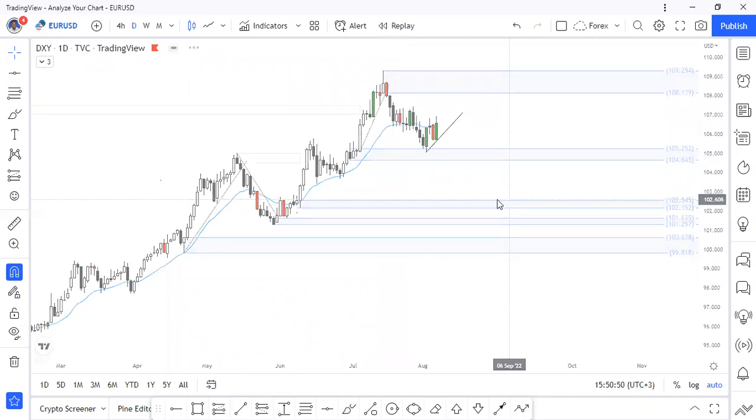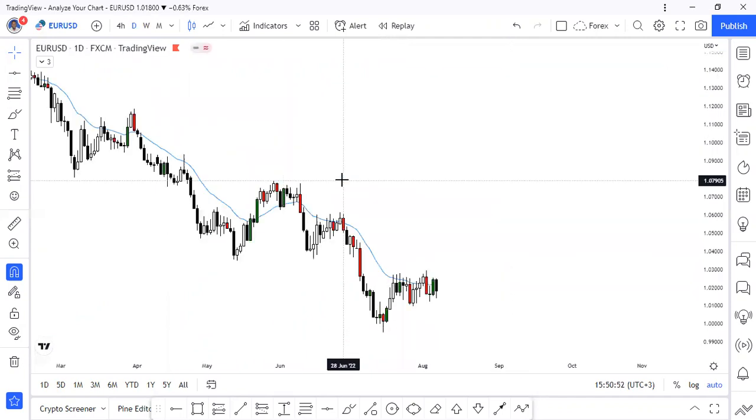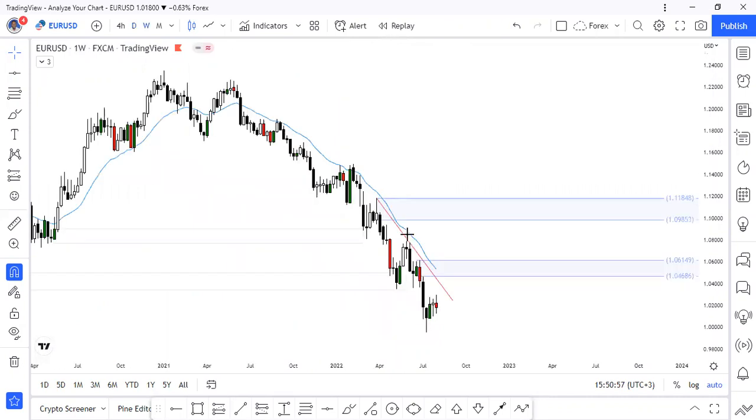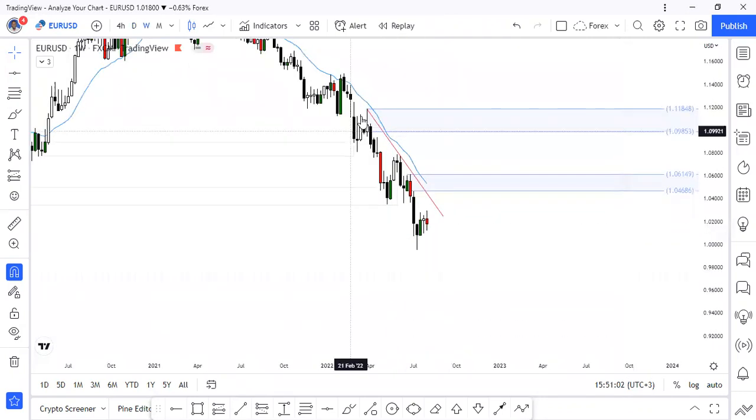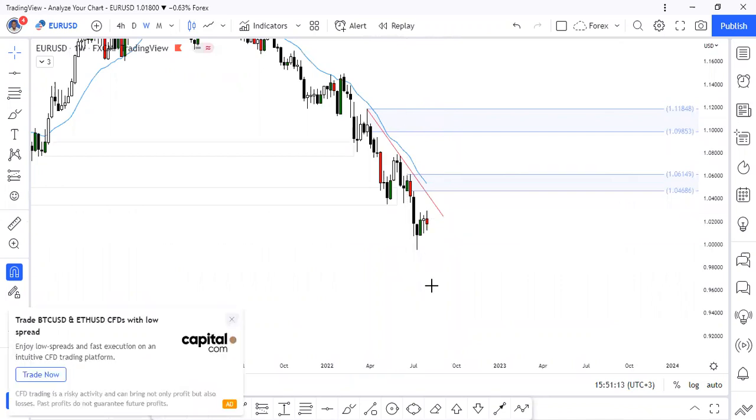Let's see EURUSD, Euro dollar. Let's watch it on the weekly time frame. We can see here on the weekly time frame we have a clear downtrend, same as DXY. We also have breakouts of structure, with lower lows and lower highs, but price did not manage to come and test this level of supply above here.